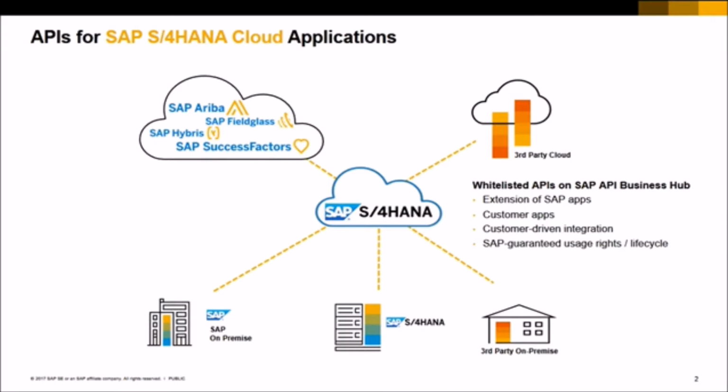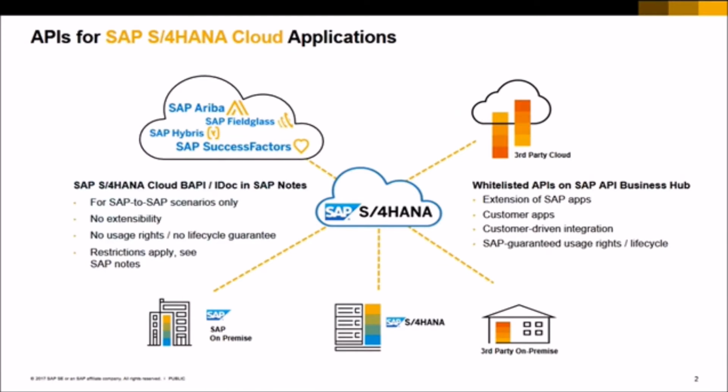SAP's traditional private APIs, like BAPI and IDoc, are made available for the sole purpose to connect your SAP S/4HANA Cloud tenant with SAP on-premise applications, as you would typically do with two-tier scenarios. These APIs are published and released via SAP Notes. Let's focus on whitelisted public APIs.